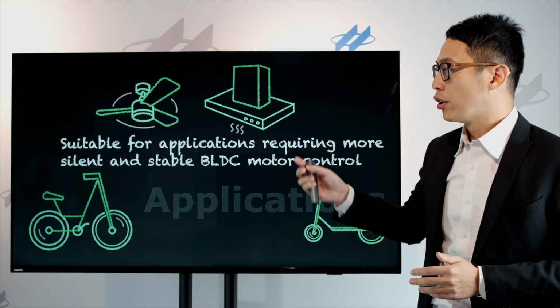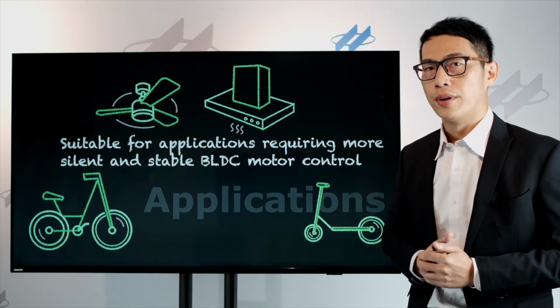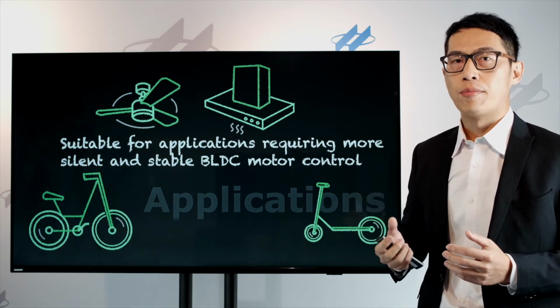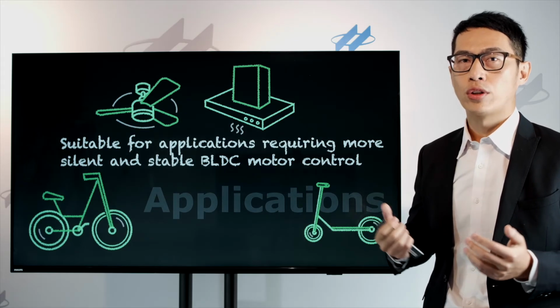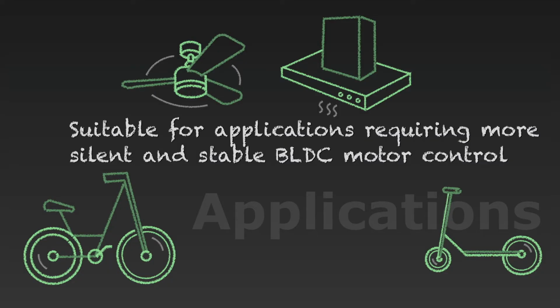So as of now, do you have any ideas about where you can use BLDC? If you don't have, here we just show you a few applications and give you an example. If you require a silent and stable BLDC, it is very suitable. For example, no one hopes the ceiling fan makes much noise when you are watching TV, eating food, or sleeping. So products like this that require silence and stability are very suitable.